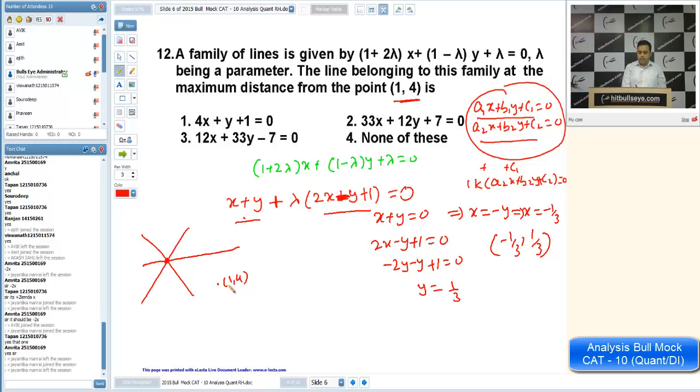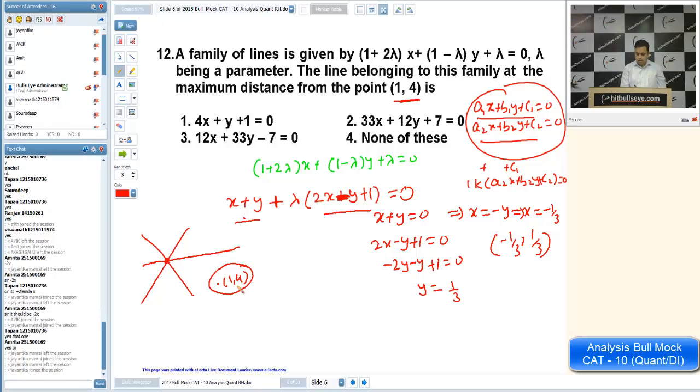Now since the line is at the maximum distance from point 1, 4. So if this is a point of intersection, and let us say this is a point 1, 4. So our line should be at maximum distance from this line. Now join these 2 points and find the slope. This is a point minus 1 by 3 and 1 by 3, this point is 1, 4.